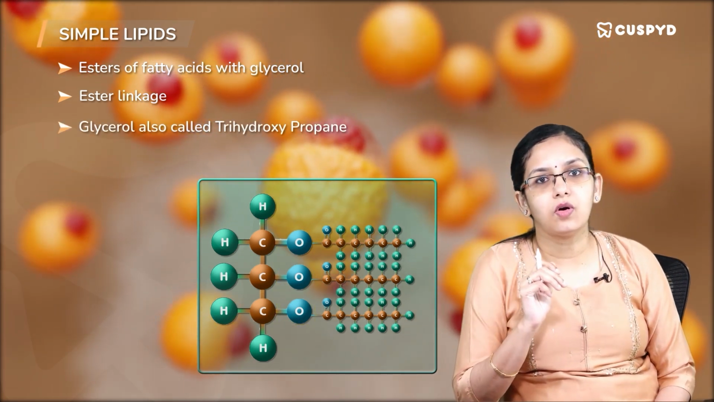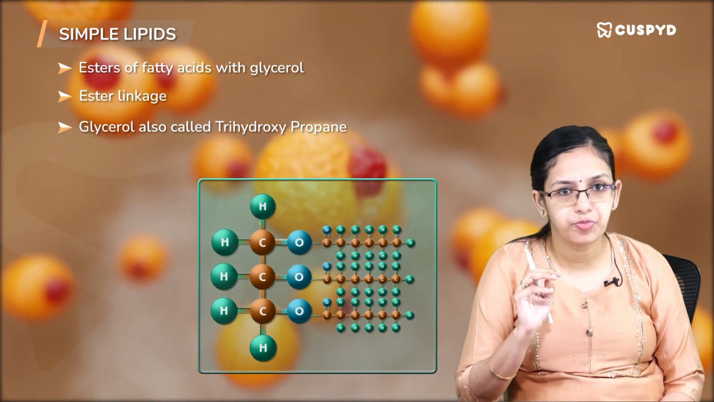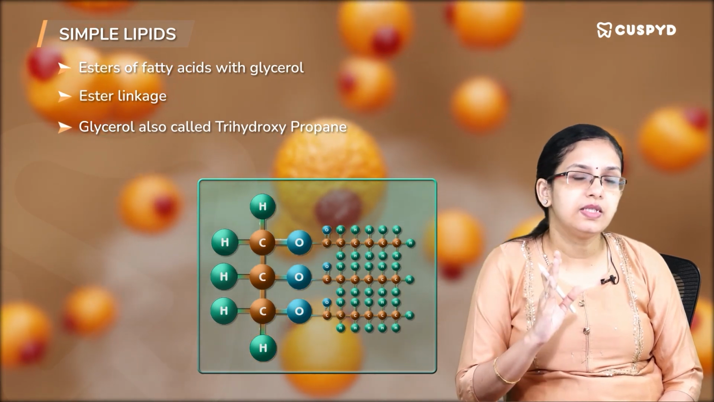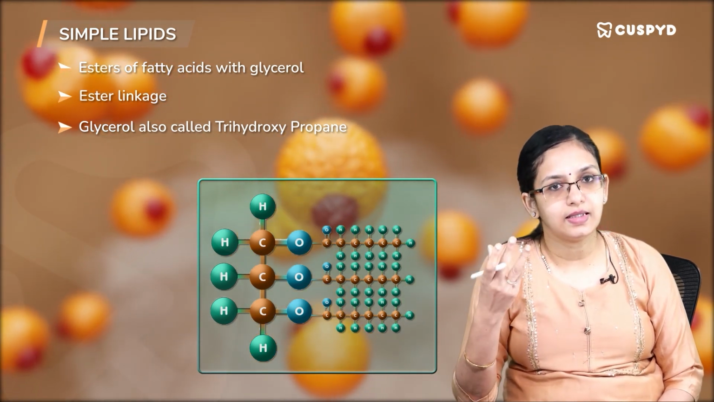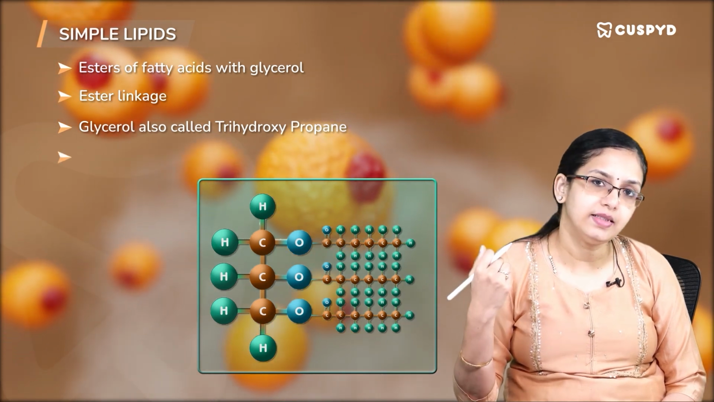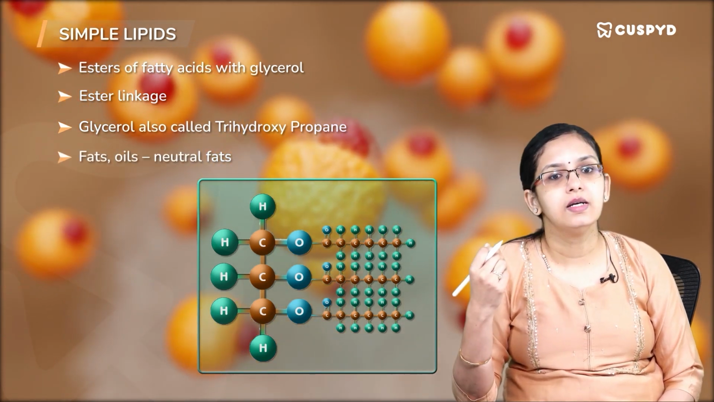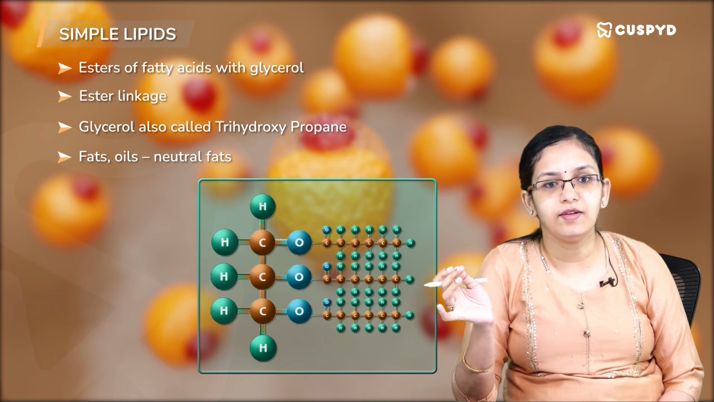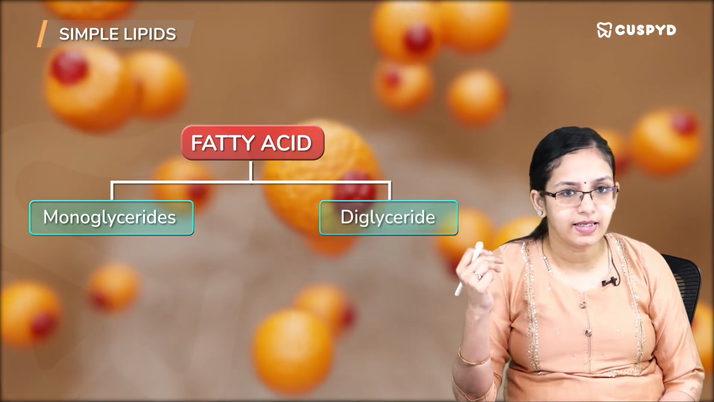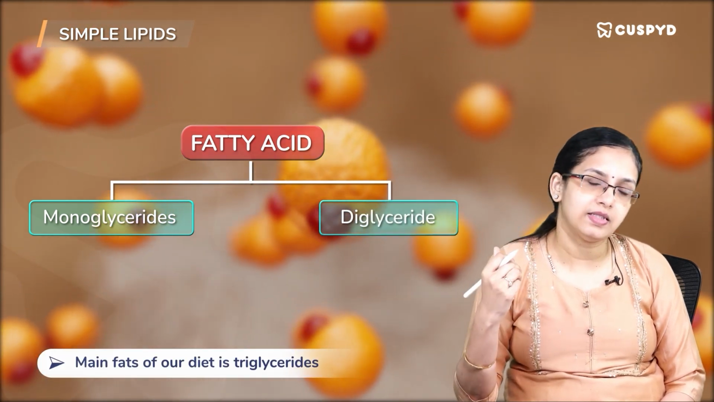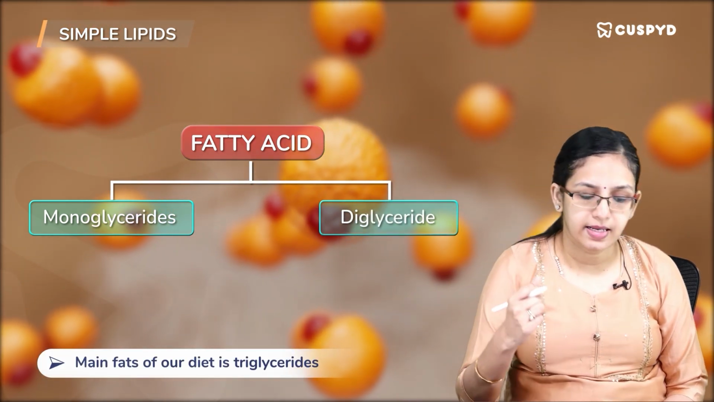Glycerol is also called trihydroxypropane. The difference between fat and oil, as I told you, is only physical. That is, oil is a liquid and fat is solid at room temperature. Hence, they are called neutral fats. Depending upon the number of fatty acids, they can be monoglycerides or diglycerides. The main fat in our diet is triglycerides.